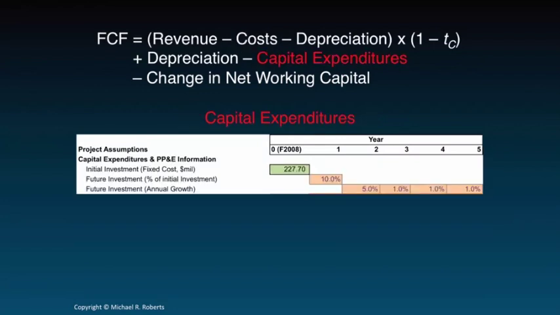Now let's turn to our investment needs. I'm going to assume an upfront investment of $227.7 million to build a plant and get any necessary equipment for production. My first year investment is going to be 10% of that initial investment, and then subsequent years are going to be annual growth of 5%, and then 1, 1, and 1. And you'll see how this rolls out in the next lecture when we actually forecast those free cash flows. But these are just the assumptions. We're laying the groundwork here.